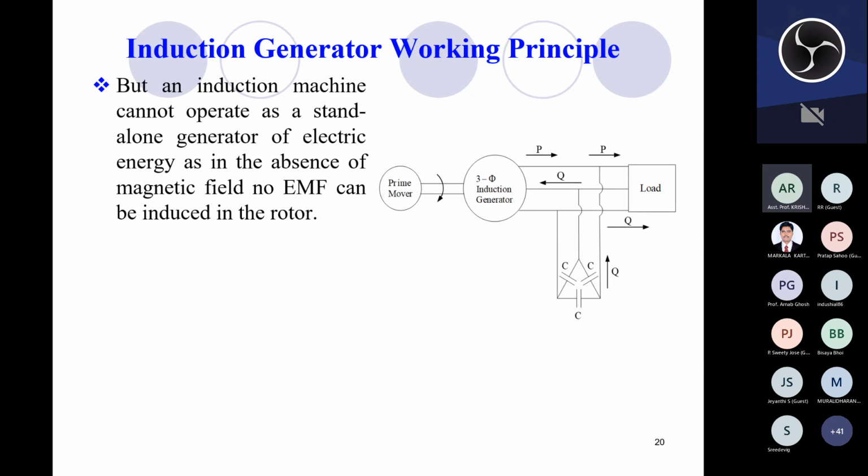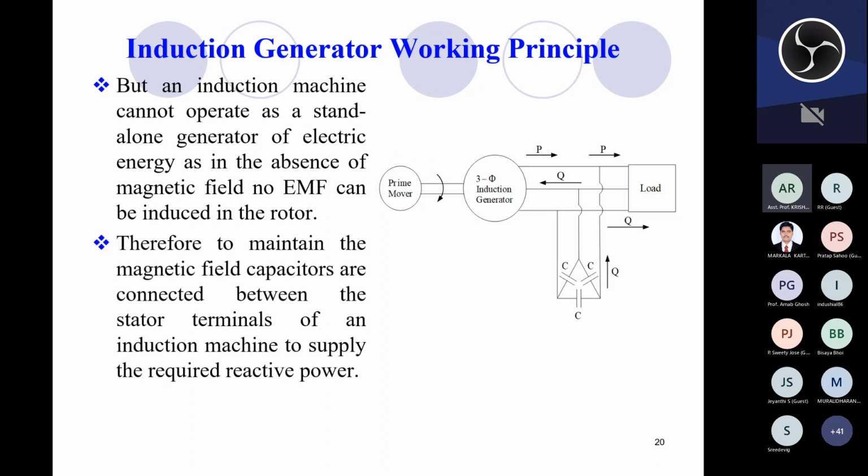Now we know the problem with the induction generator mode of operation: it cannot operate in standalone mode, because in the absence of this magnetic field, EMF will not be generated, because there has to be some flux cutting action as per Faraday's law of electromagnetic induction. So to produce this EMF, this rotating magnetic field, either it has to be connected to the grid, or we need to supply the reactive power through these capacitors.